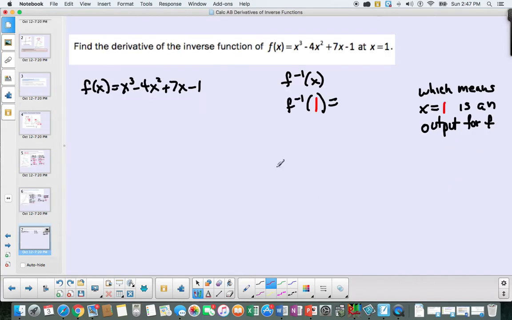Okay, let's go ahead and do another problem where there's no graph. We have this function. Well, we don't have to know what the inverse function is, but we are being asked to find the derivative. I should have written this.